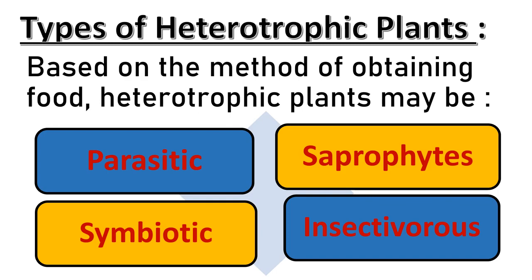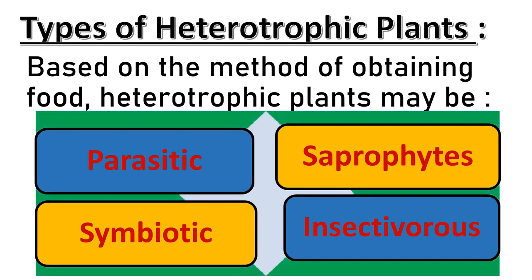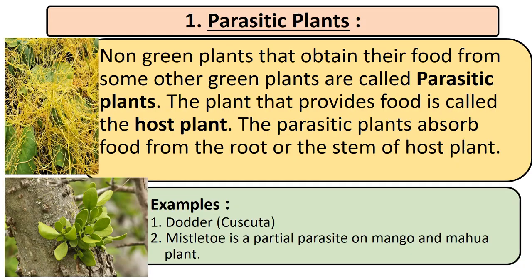Based on the method of obtaining food, heterotrophic plants may be parasitic plants, saprophytic plants, symbiotic plants, insectivorous plants. Let us now learn about each of them, starting with parasitic plants.